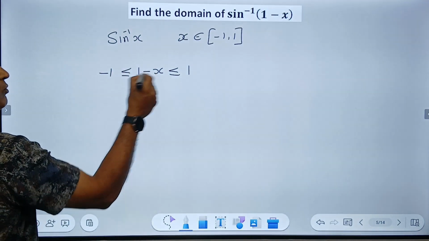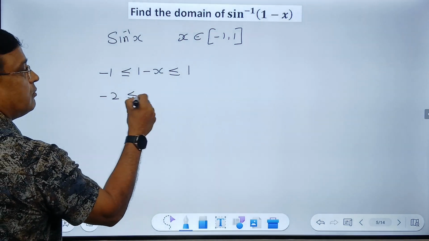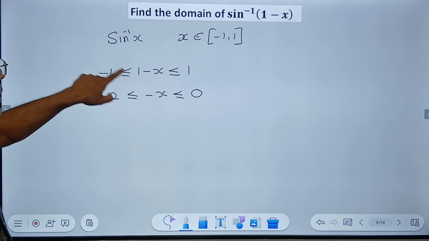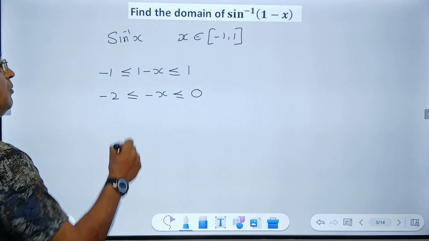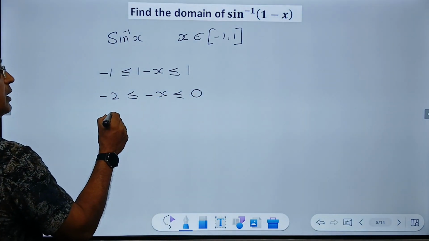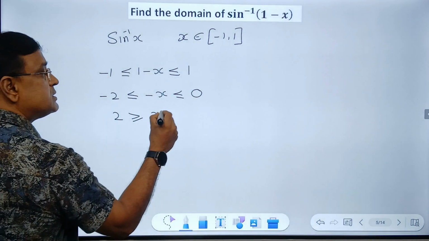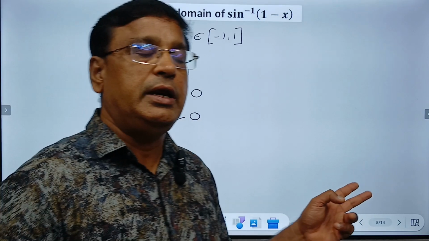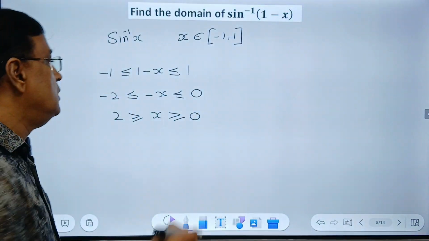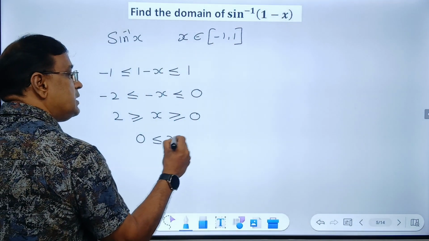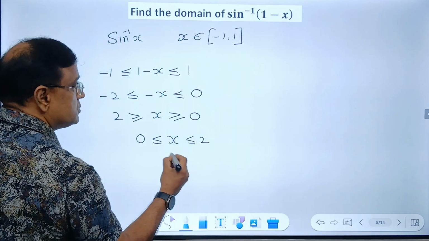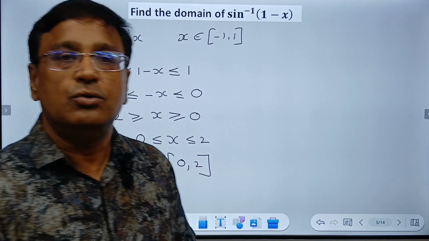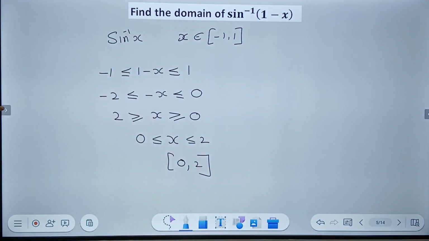Now I want to get rid of this 1. So subtract 1 throughout. So you get minus 2 less than or equal to minus x less than or equal to 0. Correct? I am subtracting 1 throughout. Now multiply throughout by minus 1. So you get 2 greater than or equal to x greater than or equal to 0. You know, when you multiply by a negative sign, the inequality has to reverse. So 0 less than or equal to x less than or equal to 2. This shows the answer is 0, 2. The domain is 0, 2. We'll confirm it visually.